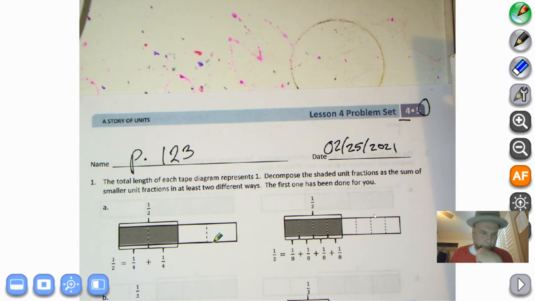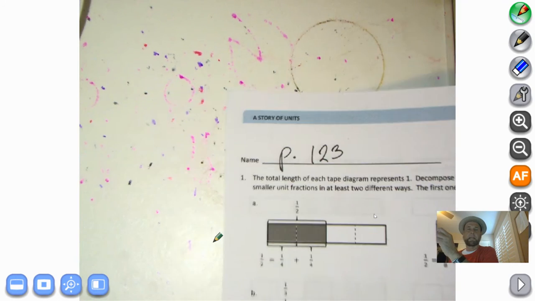So let's read number 1. The total length of each tape diagram represents one whole. Decompose the shaded unit fractions as the sum of the smaller unit fractions in at least 2 different ways. The first one has been done for us. Let's look at the first one. See how they've done this.